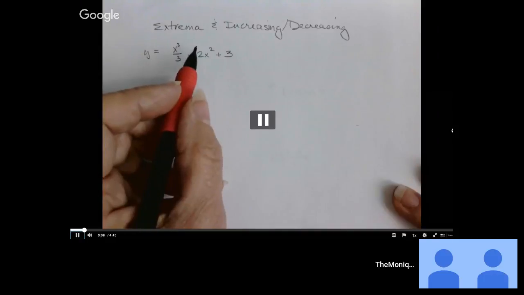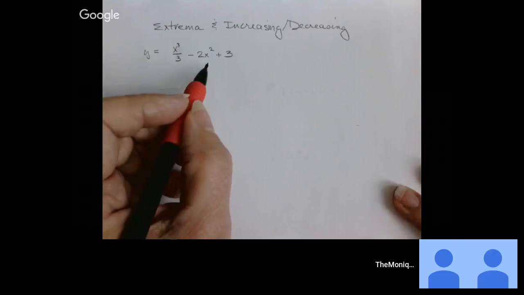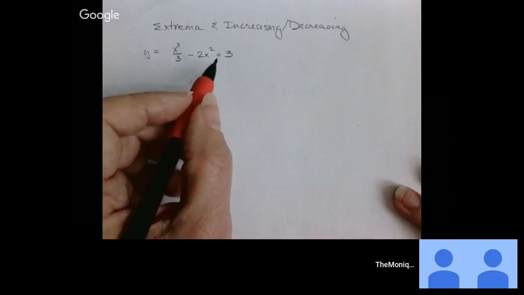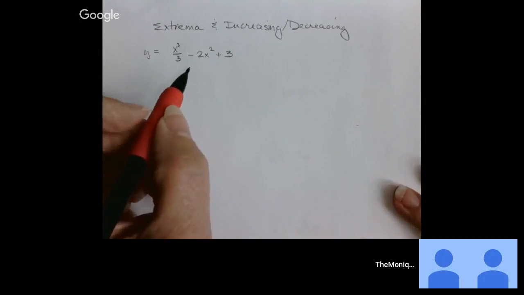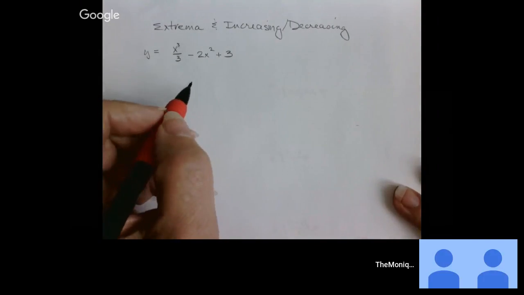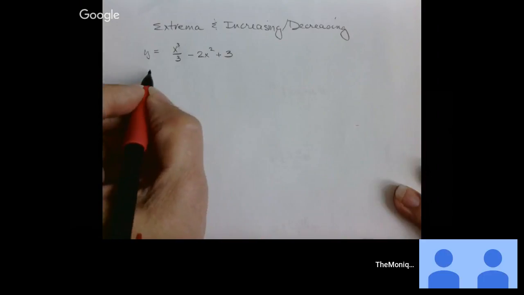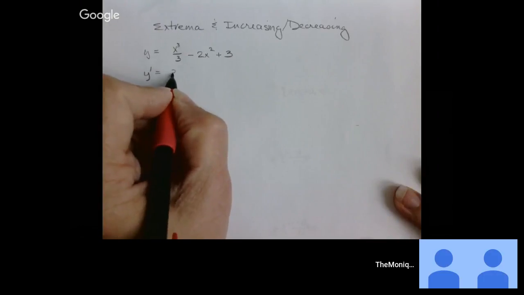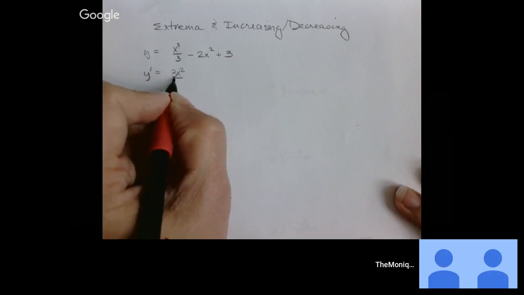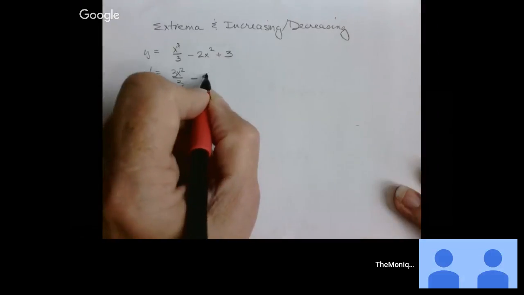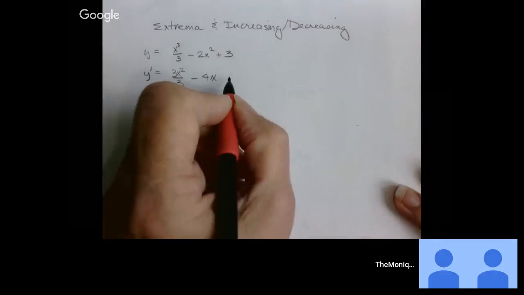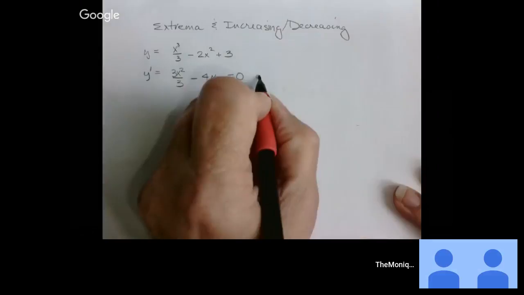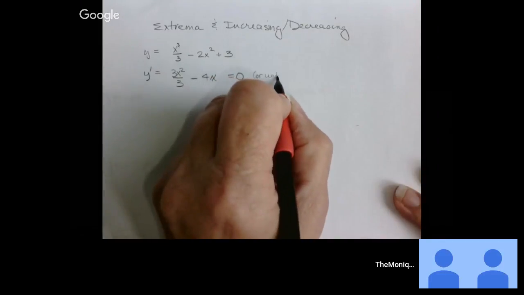Critical points, finding critical points to help us determine what are our maximums and minimums and our intervals that are increasing and decreasing. So in order to find any extrema, we first need to find critical points, and we do that by taking the derivative. We'll have 3x squared over 3 minus 4x, and setting that derivative equal to 0 or undefined.